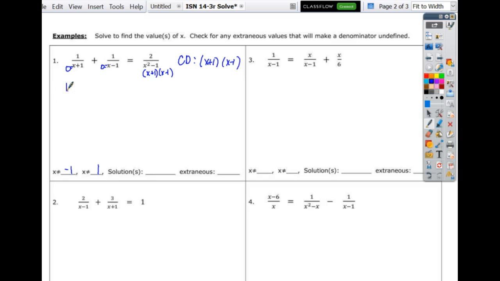So I'm going to write the 1 down, and the x plus 1 cancels out, so I multiply by x minus 1. Write the 1 down. The x minus 1 cancels this time, so I get x plus 1. And write the 2 down, and they both cancel, so I just have the 2. So on this side, I get x minus 1 plus x plus 1. These cancel out, so I have 2x equals 2.